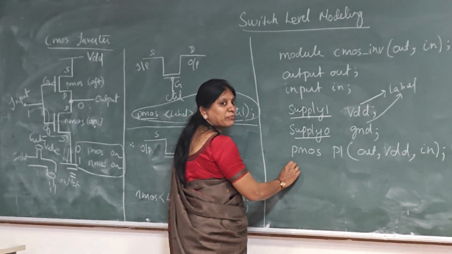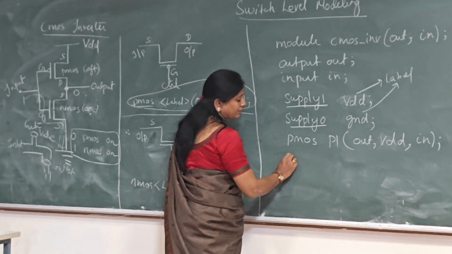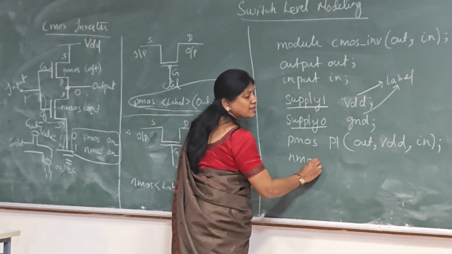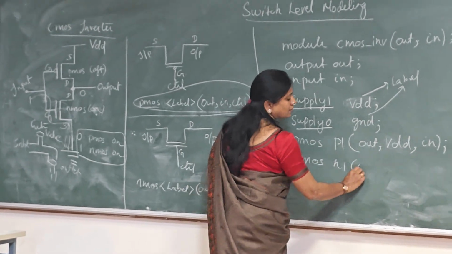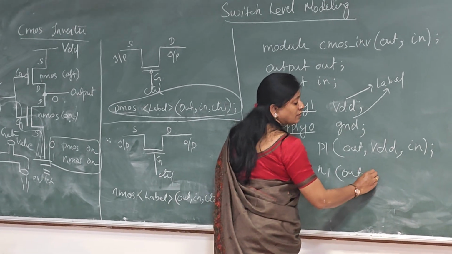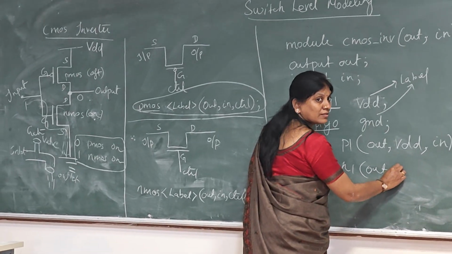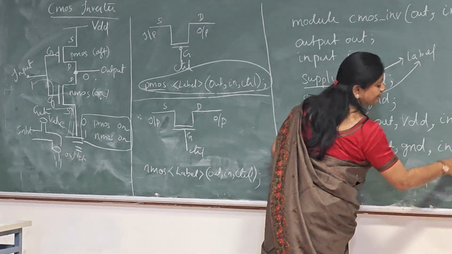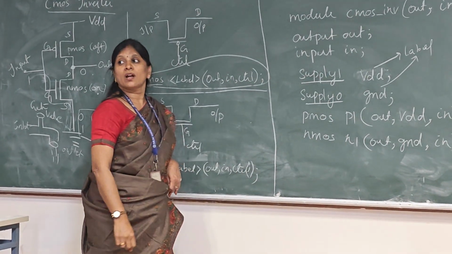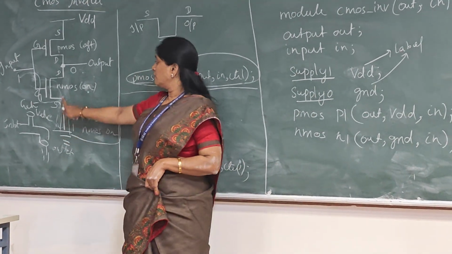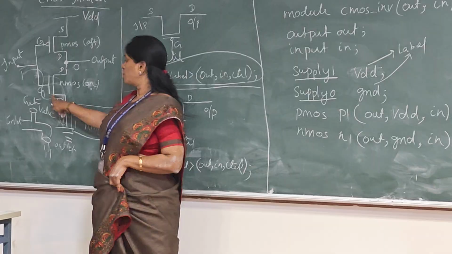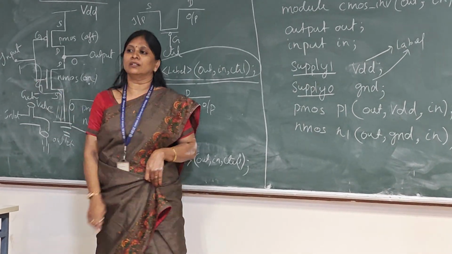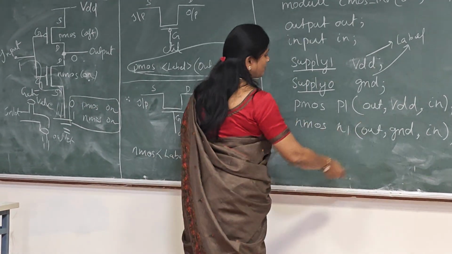Then for NMOS, N1, out, ground, in. So this is out, this is ground, in, control. Control is in. Okay, that's all.